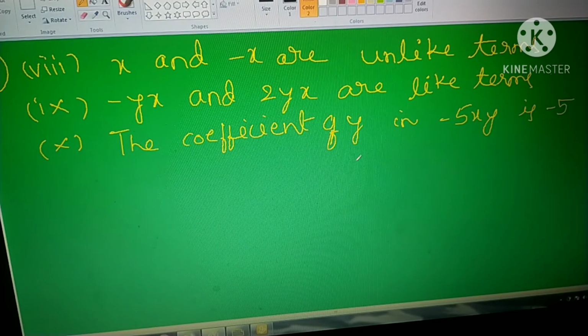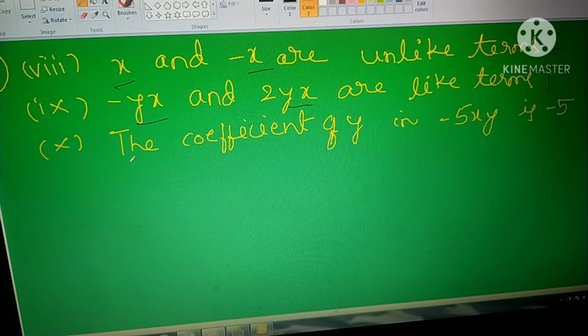Now see the remaining problems. x and minus x are unlike terms. See x here, here also we have x. Both are the same only. So these two are like terms, not unlike terms here. So whatever they have given, that is false. Understood? Now see, minus yx and 2yx are like terms. Only you have to look for the variables. yx here, here also yx. So same, like terms, so true.